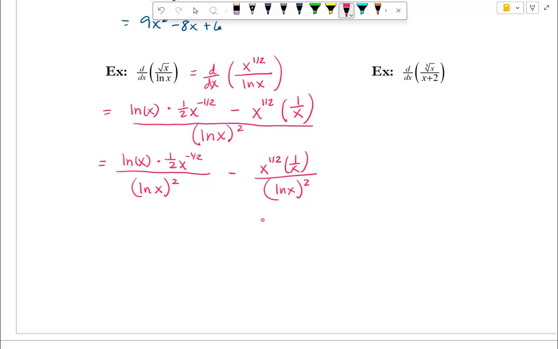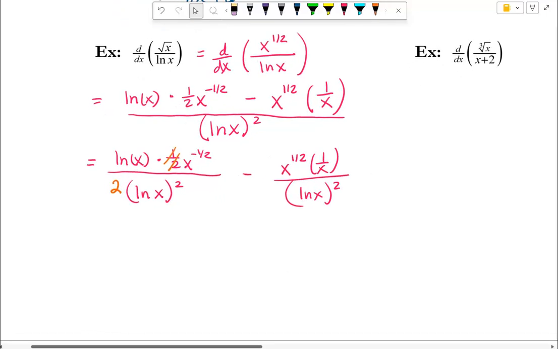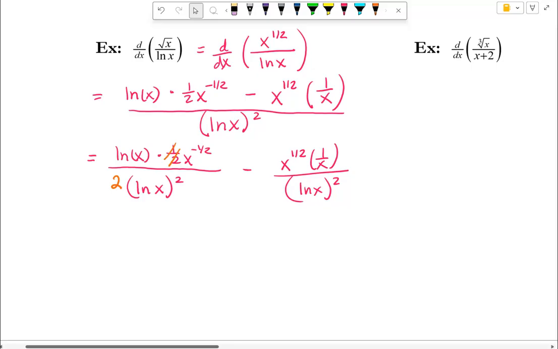And now I can see that my first fraction has a 1/2 in it. And when I have 1/2 in my numerator, I could think of like multiplying on the top and bottom by 2, but that 1/2 is really going to mean that I have a 1 in the numerator and a 2 in my denominator. I also have x to the negative 1/2 power in my numerator. And so again, I could bring that down to my denominator to have a positive exponent. So now I have x to the positive 1/2 in my denominator. So my first term is the natural log of x divided by 2 root x times ln squared x.